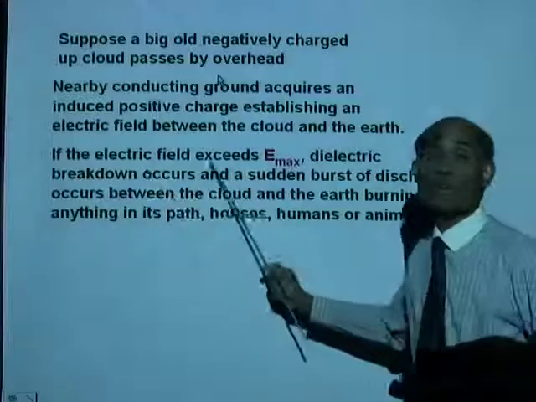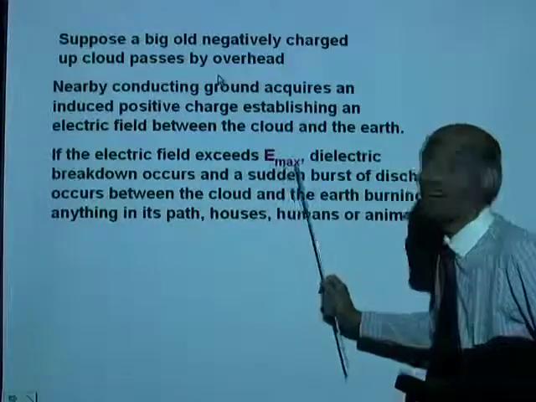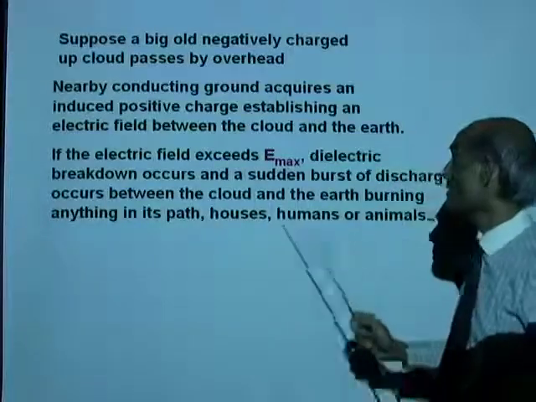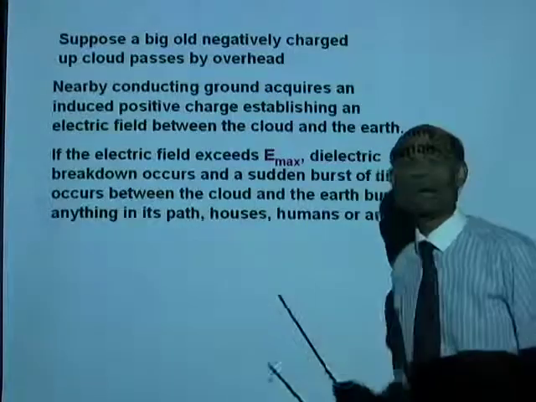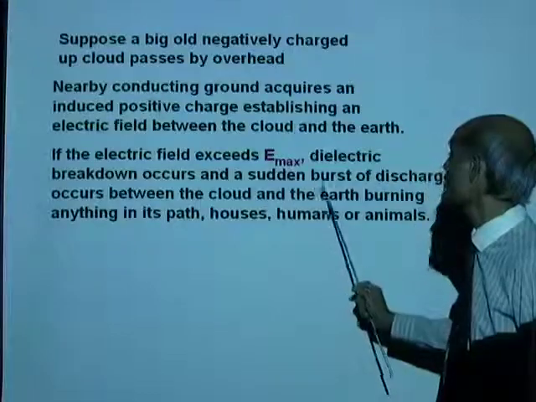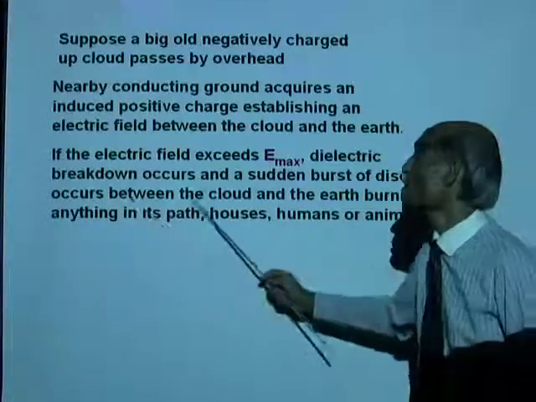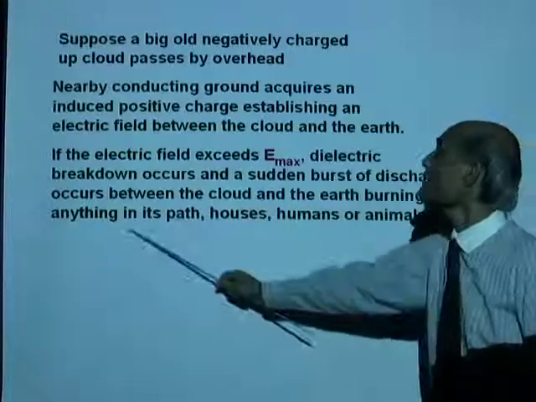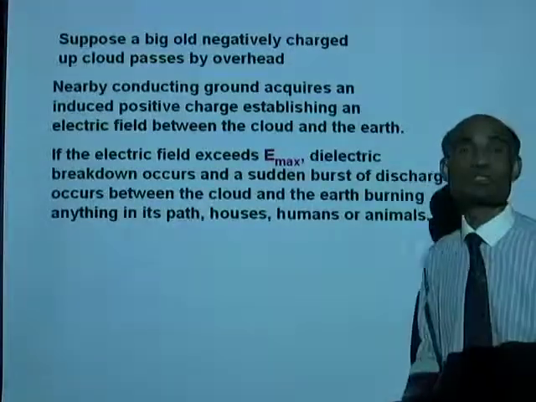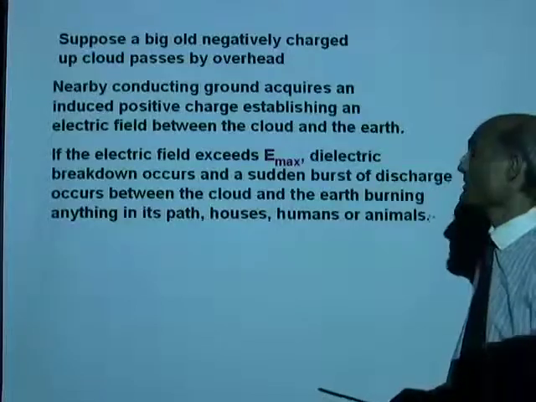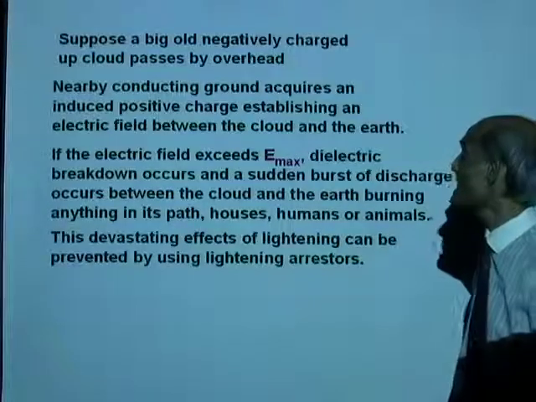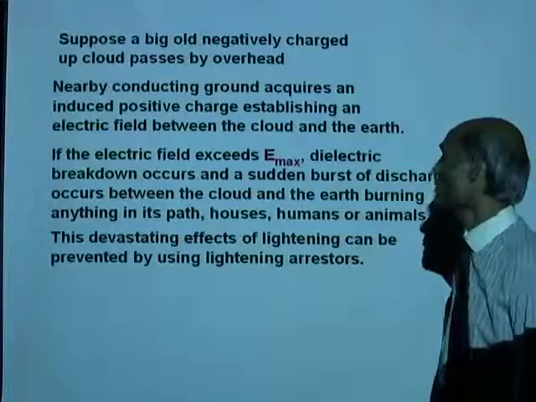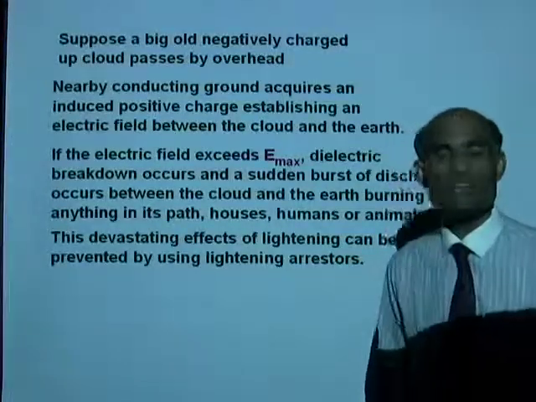If the electric field exceeds E max, that is the maximum electric field before dielectric breakdown, then dielectric breakdown occurs and a sudden burst of discharge occurs between the cloud and the earth, burning anything in its path, houses, humans, or anything. Now this devastating effect of lightning can be prevented by using lightning arresters.